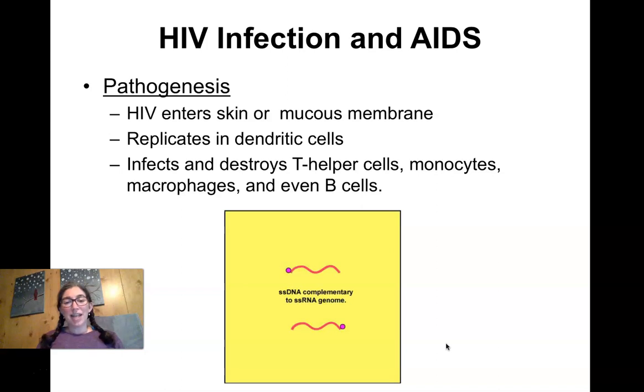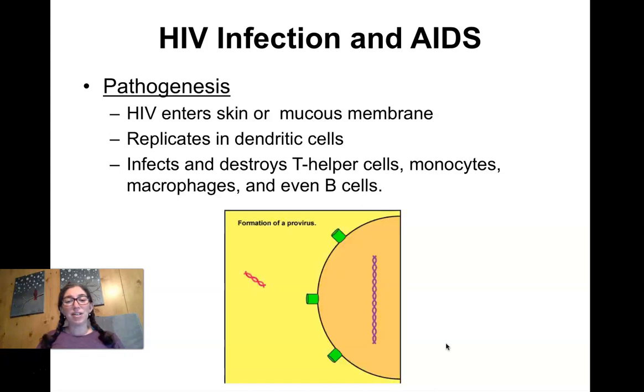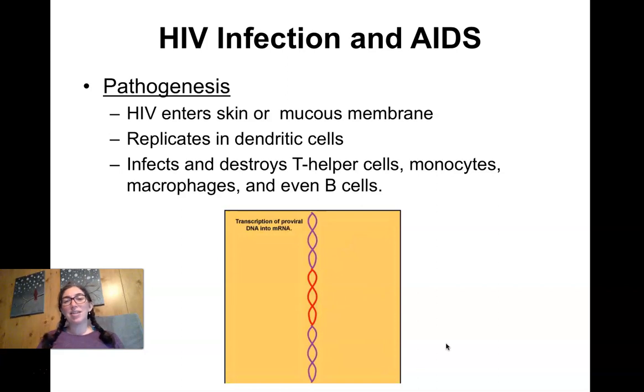And now that DNA can be made into double-stranded DNA, and then it can enter the nucleus and get inserted into the genome of the cell. So that's the nucleus there. It's going to go in through a nuclear pore, and through another viral enzyme called integrase, it will insert itself there. And then it just hangs out quietly in the genome. We call that a provirus. So it's inside the cell, but it's not actively replicating. It's just sort of reserved a spot.